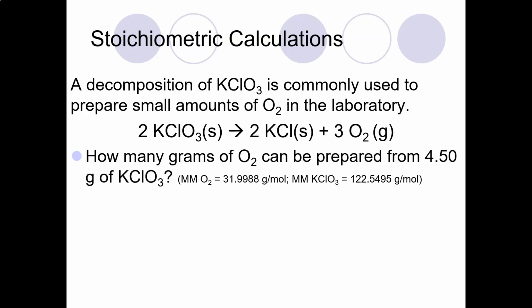Let's do another one. So for this one, a decomposition of potassium chlorate is commonly used to prepare small amounts of oxygen in the lab. And there's the balanced equation. How many grams of O2 can be prepared from 4.50 grams of potassium chlorate?